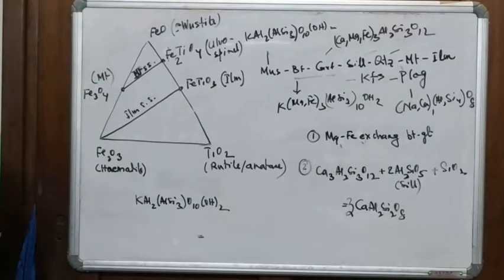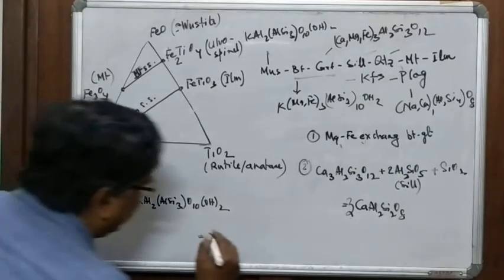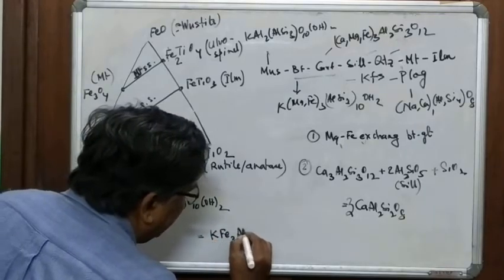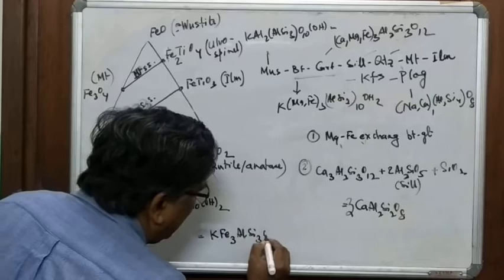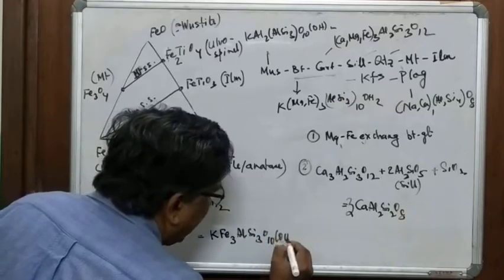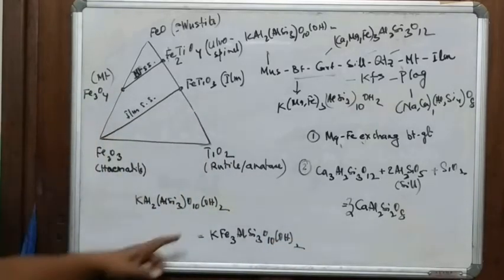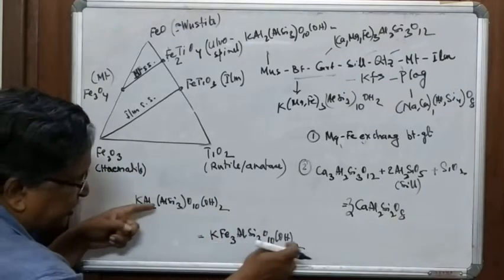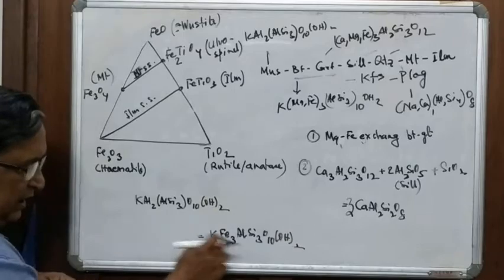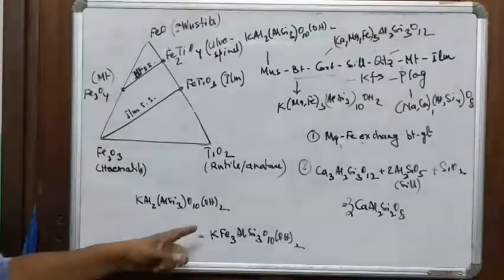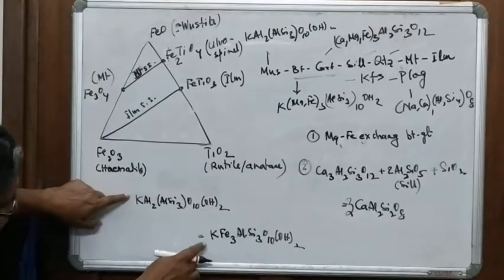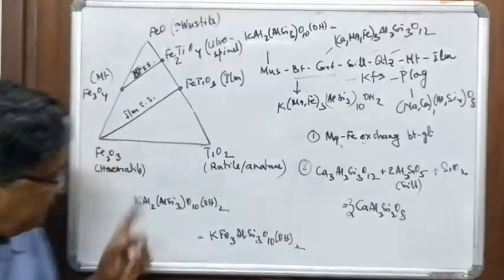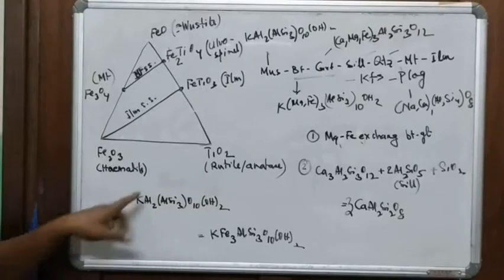And if I have to do that, then the only way is to write KFe3AlSi3O10(OH)2, and this counterbalances it. You see, OH2 and OH2 and potassium. So if this balances, and you always keep the same stoichiometric coefficients here, then the reaction is always balanced. But the other phases are not.